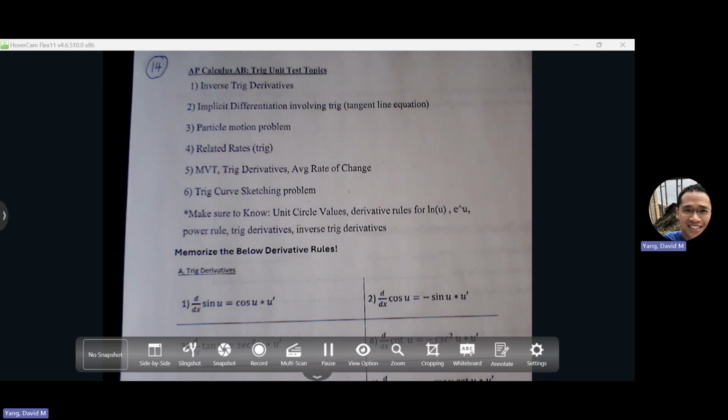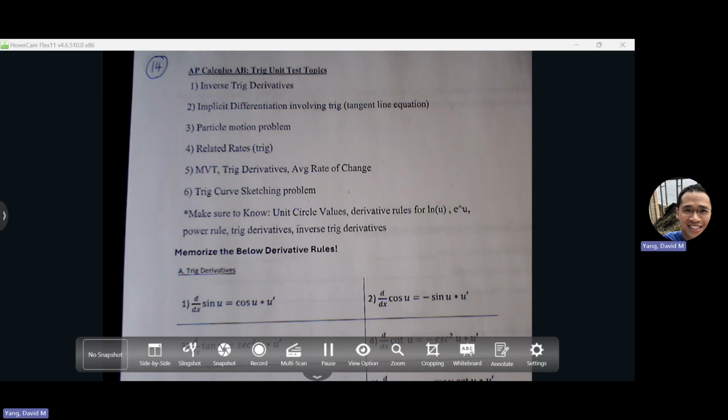Particle motion problem, just in terms of getting from position to velocity to acceleration. Related rates involving trig. We did that on Monday. We'll practice some more with that. Mean value theorem, trig derivatives, average rate of change. And then you'll get a trig curve sketching problem involving sine or cosine. Okay, and you'll get to use your calculators as well.